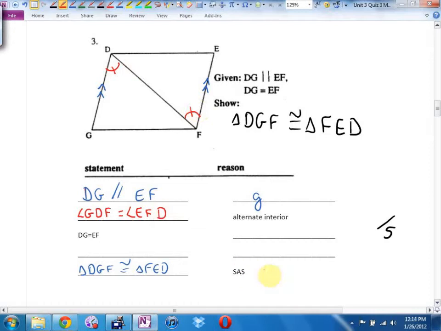What am I going to write here? Oh, and I'm going to mark it. DG is also the same length as EF. Not only are they parallel, they're the same size. Which congruency rule do they want me to use at the very bottom there? So I've got right now side, angle, side.